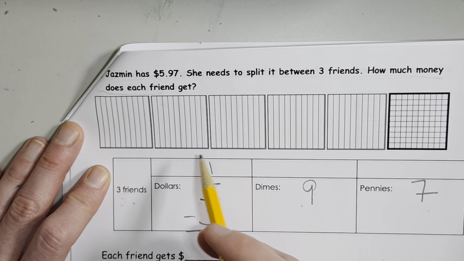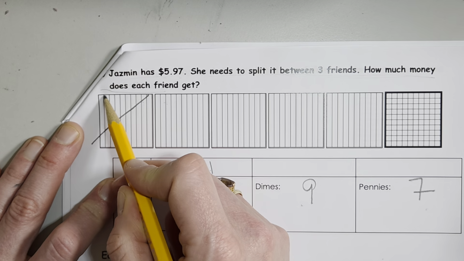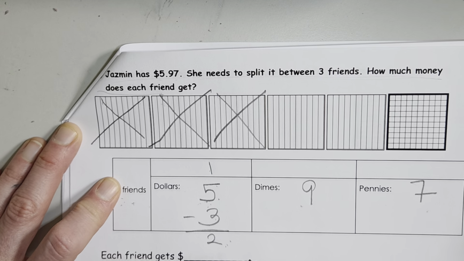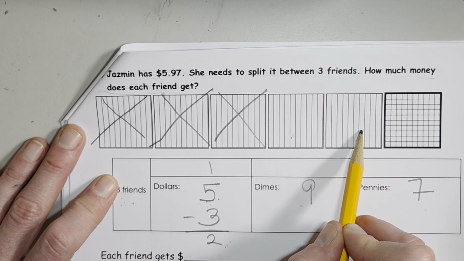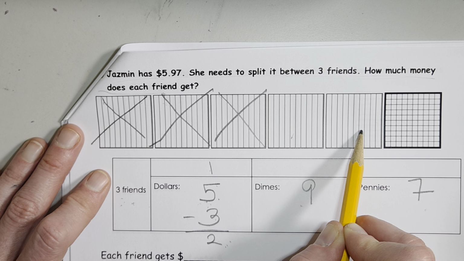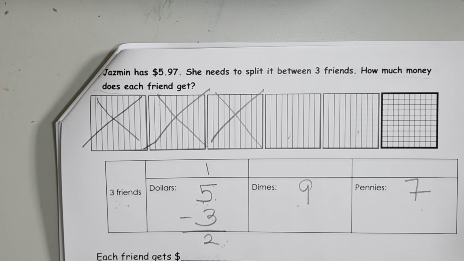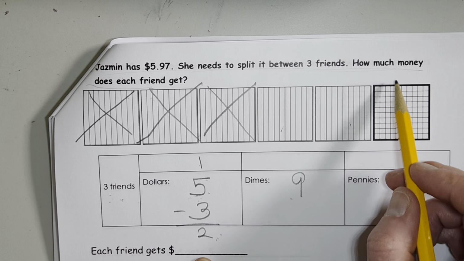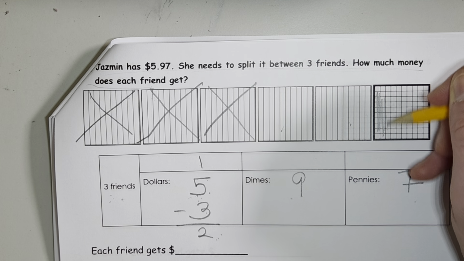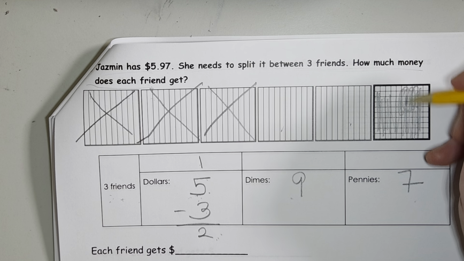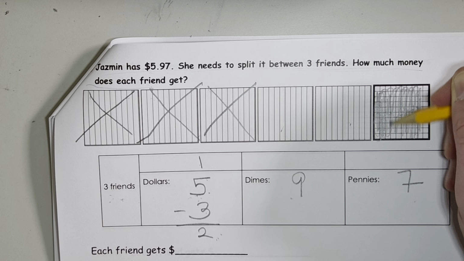Let's see that up top. So we gave 3 friends $1, $2, $3 that we gave away, and here's our 2 extra dollars left over. So now let's talk about the 9 dimes. Let's talk about what we have left over. We have 9 dimes here, and 7 pennies.